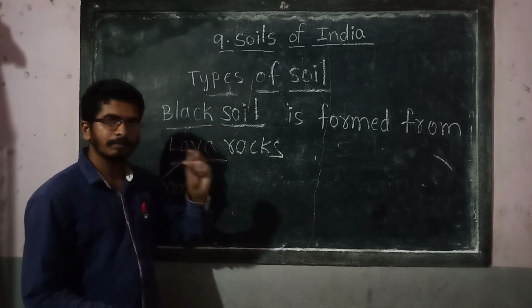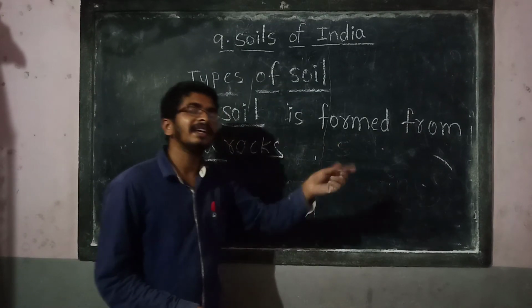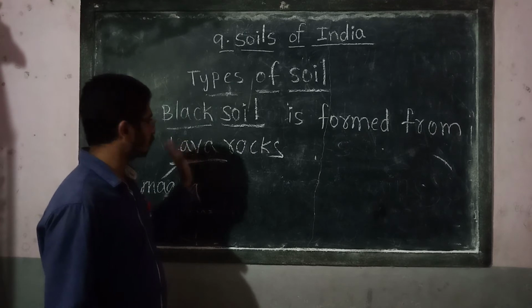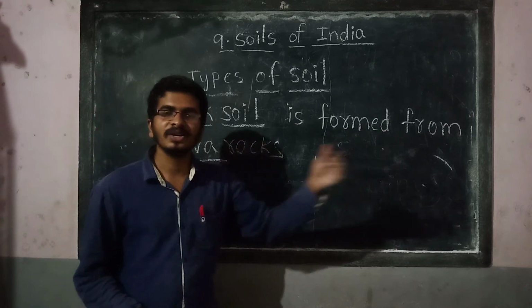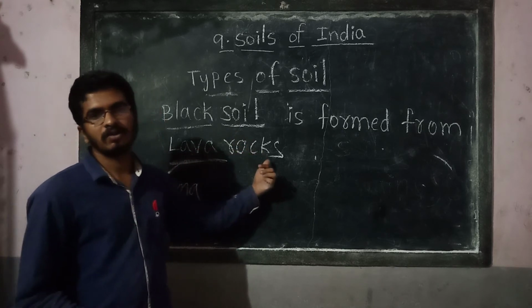And these rock pieces, as in the weathering process, you know, will move from one place to another place. So the black soil is formed from the lava rocks. Clear?